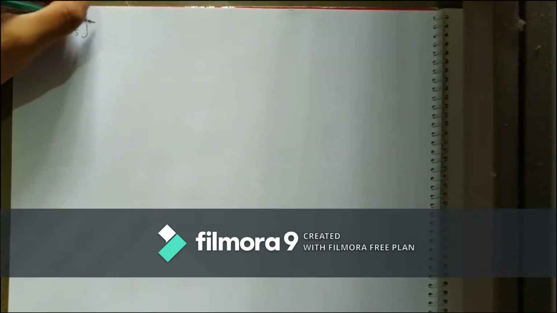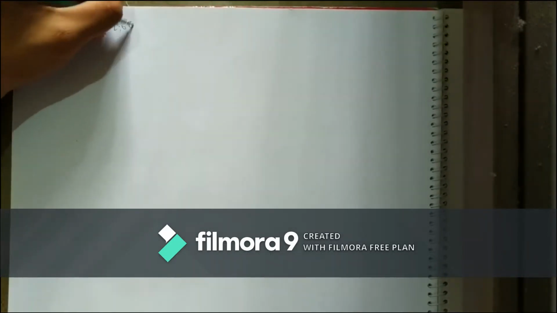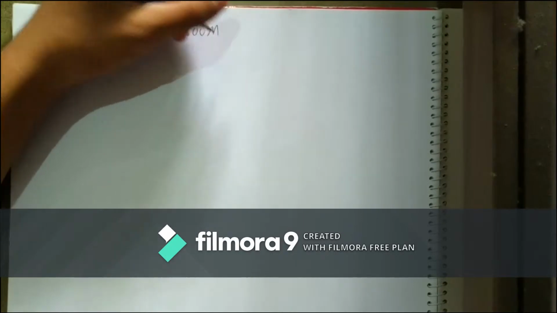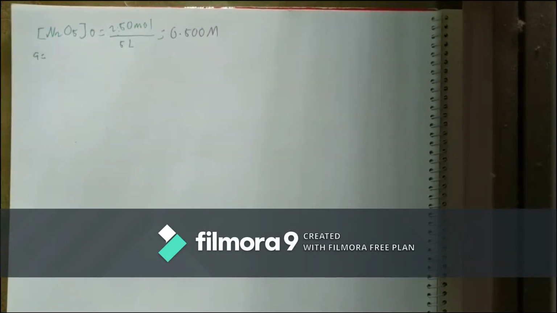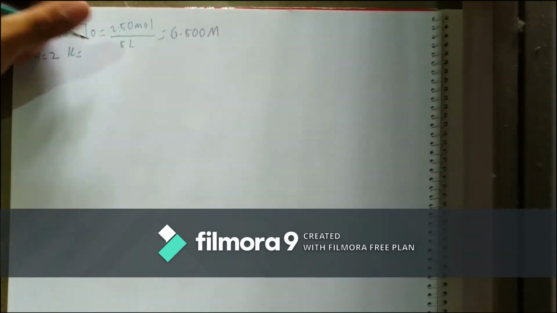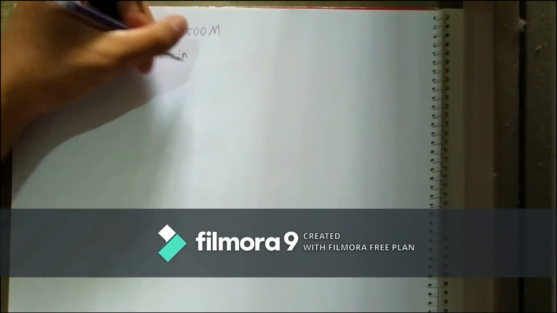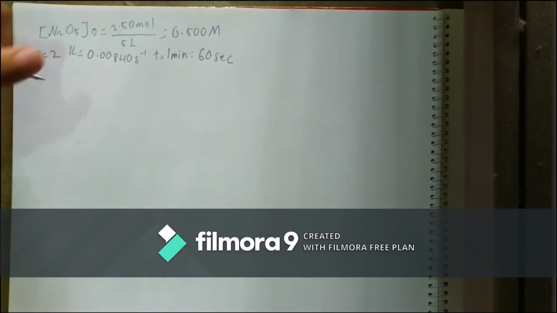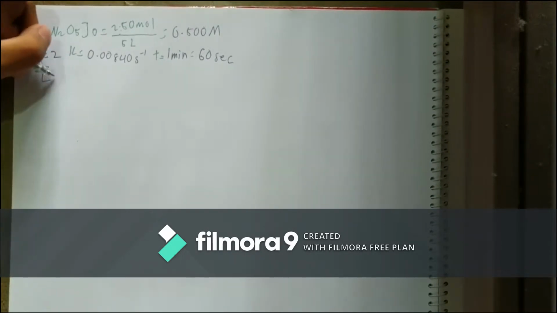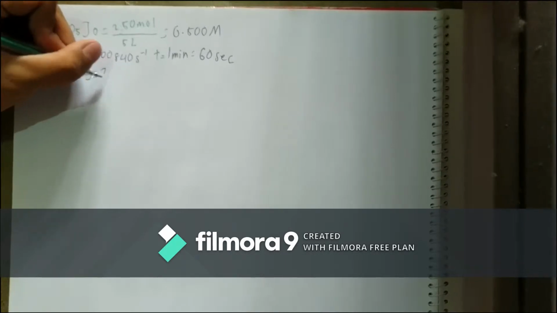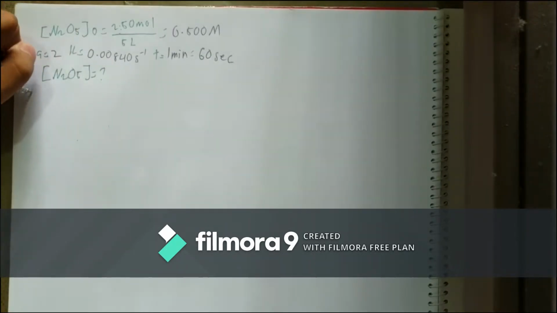The original concentration of nitrogen pentoxide is equal to 2.50 moles over 5 liters, that is 0.500 molar. The other quantities are a equals 2, k equals 0.000840 s raised to negative 1, t equals 1 minute, that is 60 seconds, and the only unknown in the integrated rate equation is the concentration of nitrogen pentoxide after 1 minute. Let us solve for the unknown.